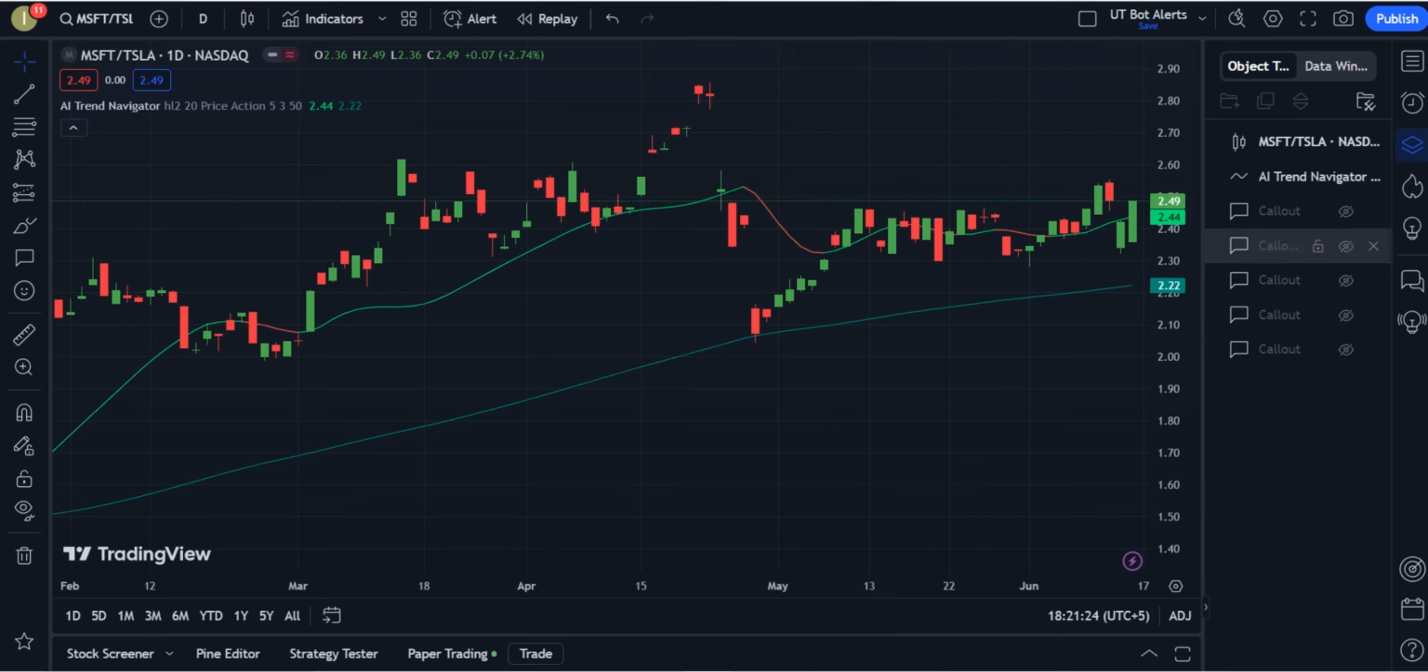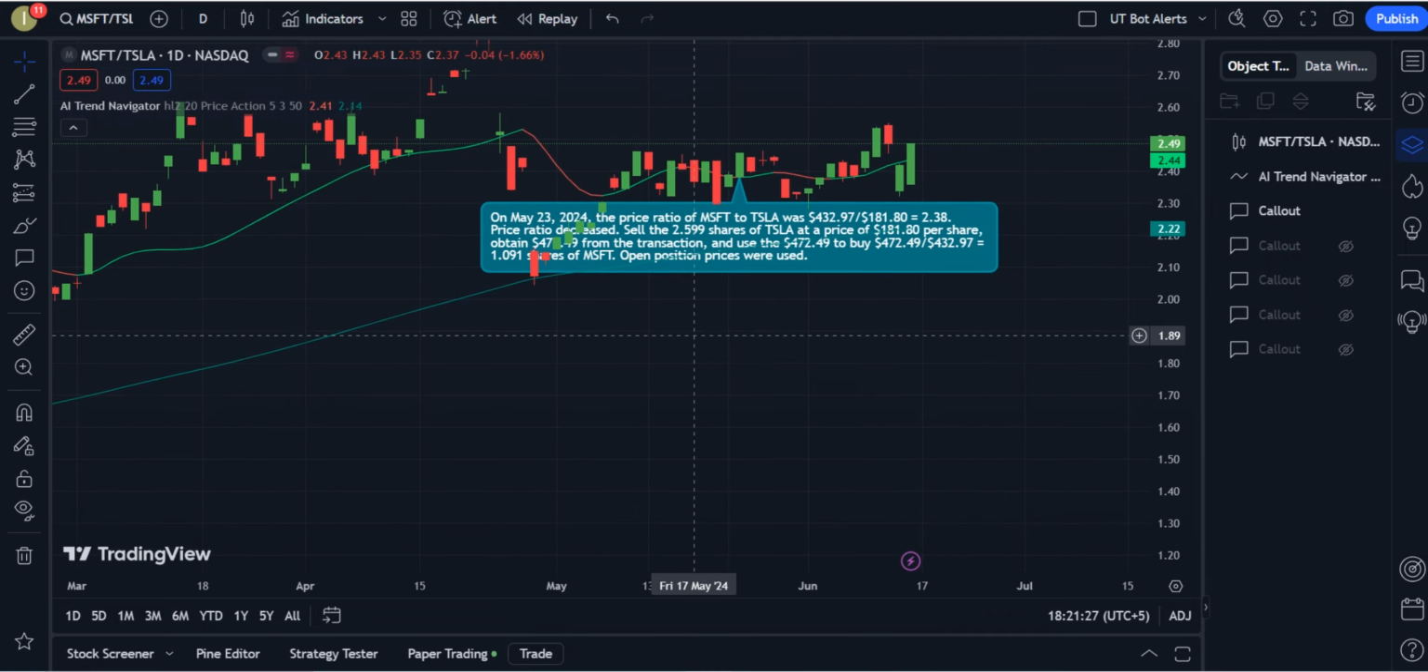And lastly, our last transaction. We fast forward to May 23rd, 2024, and the price ratio decreases from the previous transaction. The price ratio of Microsoft to Tesla stock drops down to 2.38. And when the price ratio decreases, we switch to the higher price stock. So we would sell the 2.599 shares of the Tesla stock at a price of $181.80 per share.